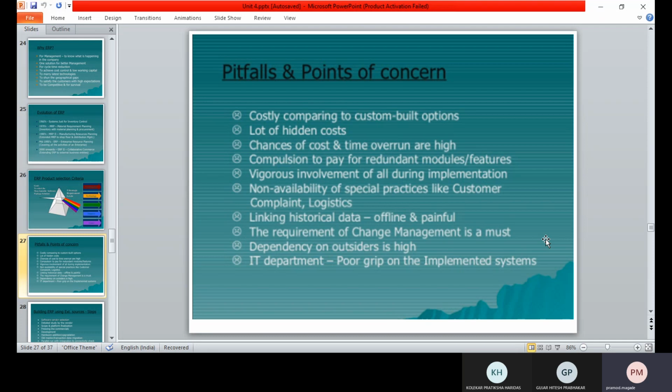Then dependency on outsiders is high. That means we have to provide the input, only then will it work. And of course it is related to the IT departments. That's why many times software hangs and the server gets damaged. These types of things keep happening. So these are the pitfalls. Have you understood this? Yes, sir. Okay, write down the 1, 2, 3 points, pitfalls and points.